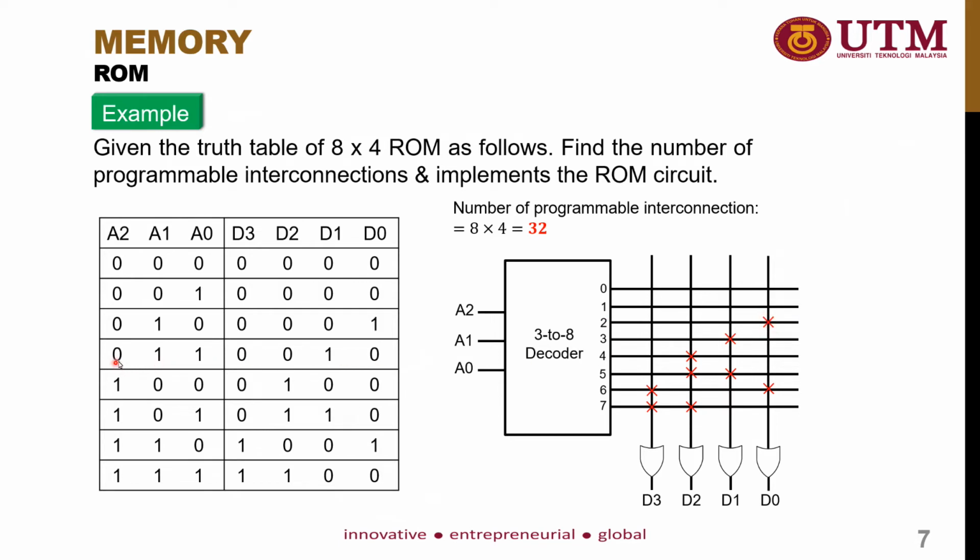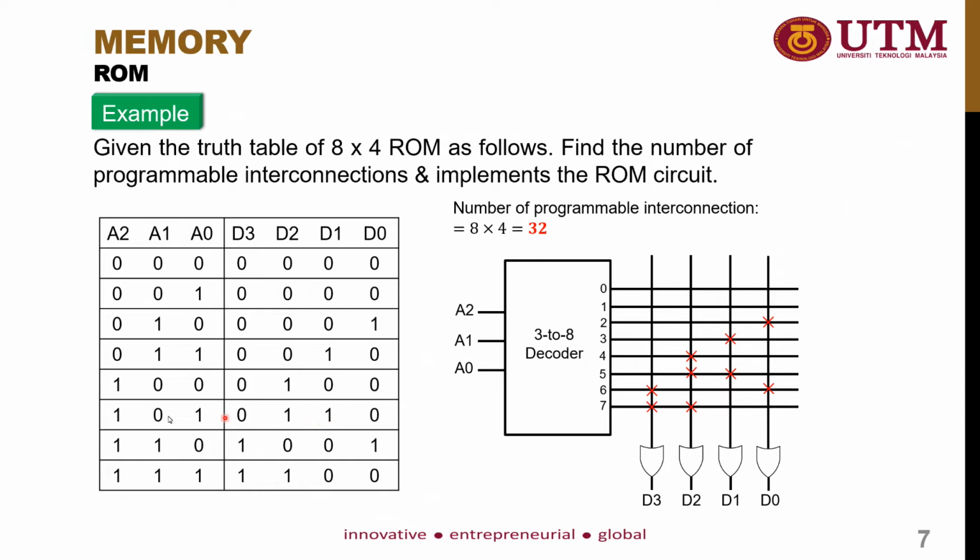Okay, at 0, 1, 1, pin number 3 will become 1. So you can observe at the output which output is becoming 1. So D1 is becoming 1 at 0, 1, 1. So it means that at pin number 3, D1 is being connected.